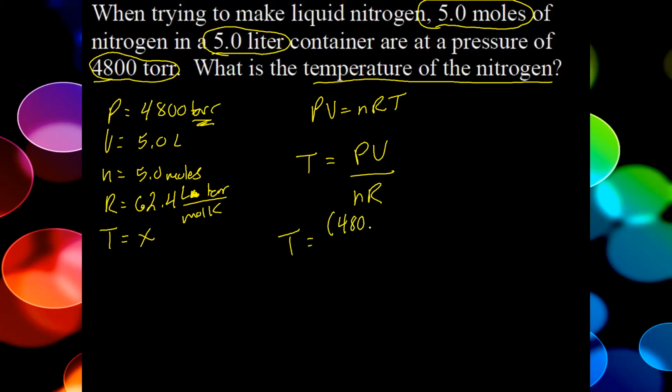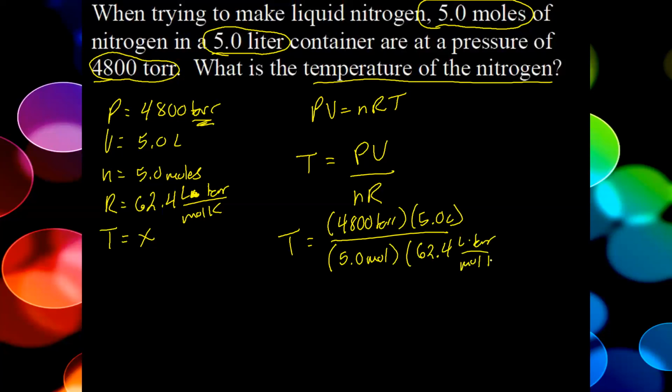So 4,800 torr times 5 liters divided by 5 moles and 62.4 liters torr per mole K. Now watch the labels here. Torr is going to cancel torr, liters is going to cancel liters, moles is going to cancel moles. What's the label my temperature is going to be in? Yeah, the one that hasn't canceled is Kelvin. So my temperature is going to be in kelvins.